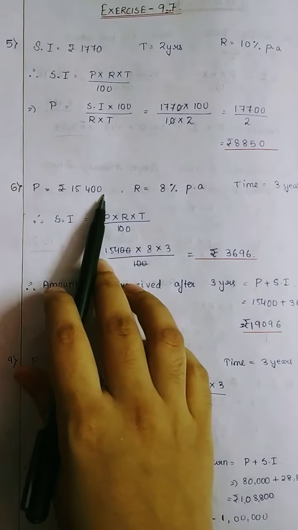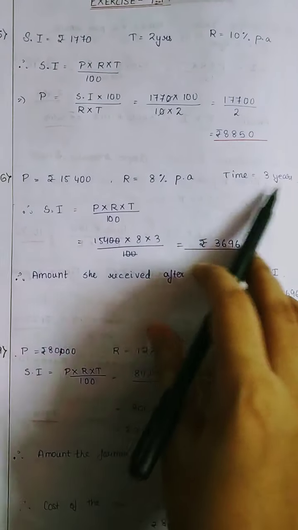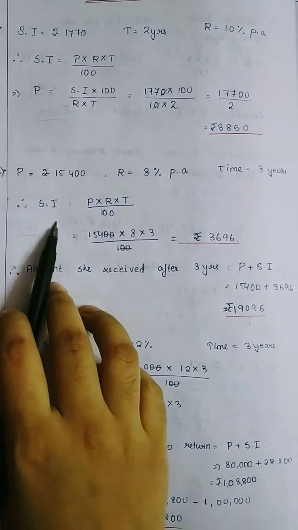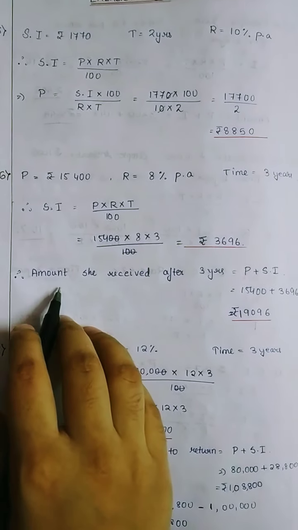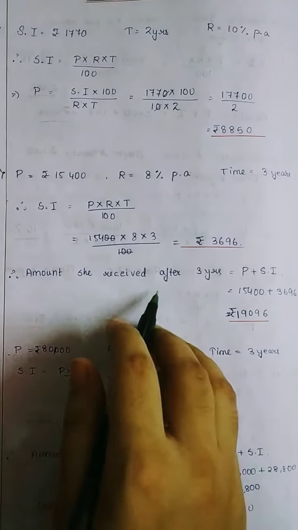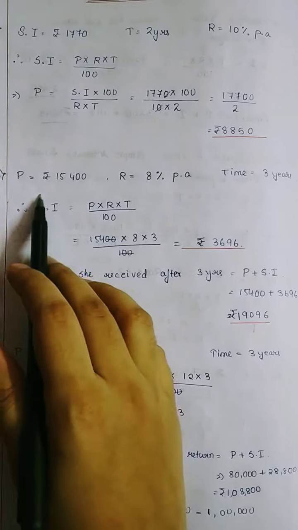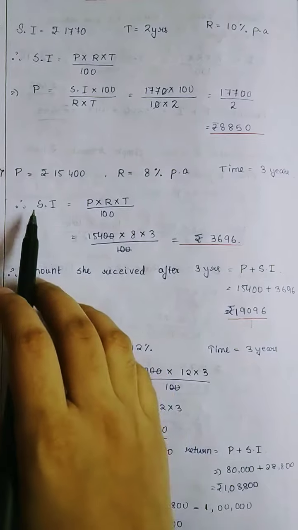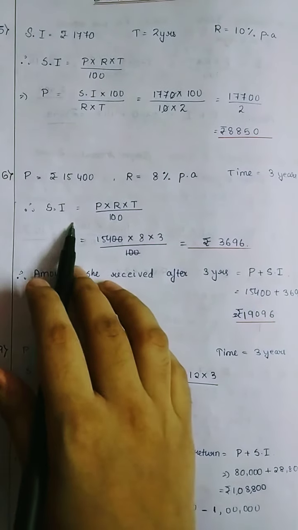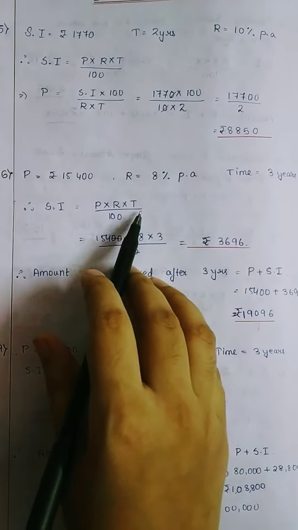Here principal is given, rate is given, time is given. Now you have to find the simple interest and then you have to find the amount she has received after 3 years. Okay, so what will be the amount? That will be the principal plus the interest. So first of all find the interest. What will be the interest? That is again P into R into T by 100.